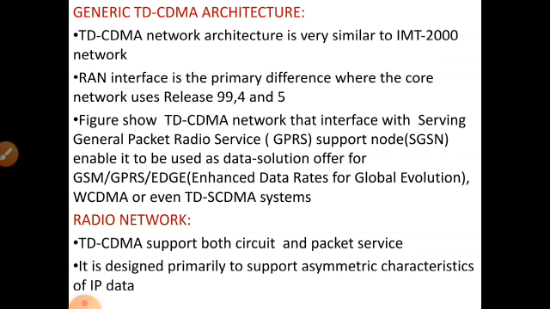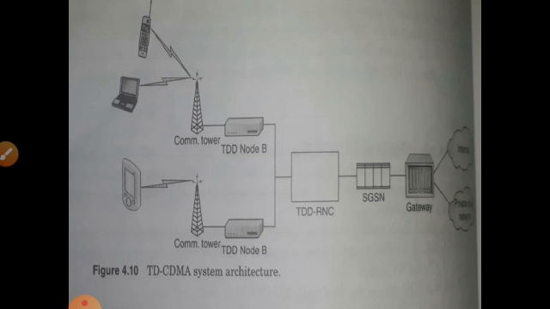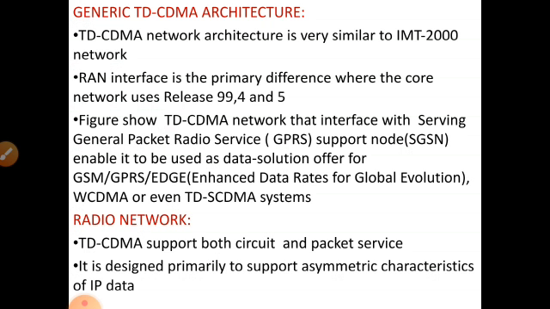The figure shows that the TD-CDMA network will be interfacing with SGSN. I will show this in the diagram. For interfacing with this SGSN we use the TD-RNC. We connect two node B stations, and to control the node B stations we use the TD-RNC, which will be connected along with SGSN. By enabling this SGSN, they will provide the data solution offering for GSM or GPRS or EDGE. EDGE is nothing but enhanced data rates for global evolution.